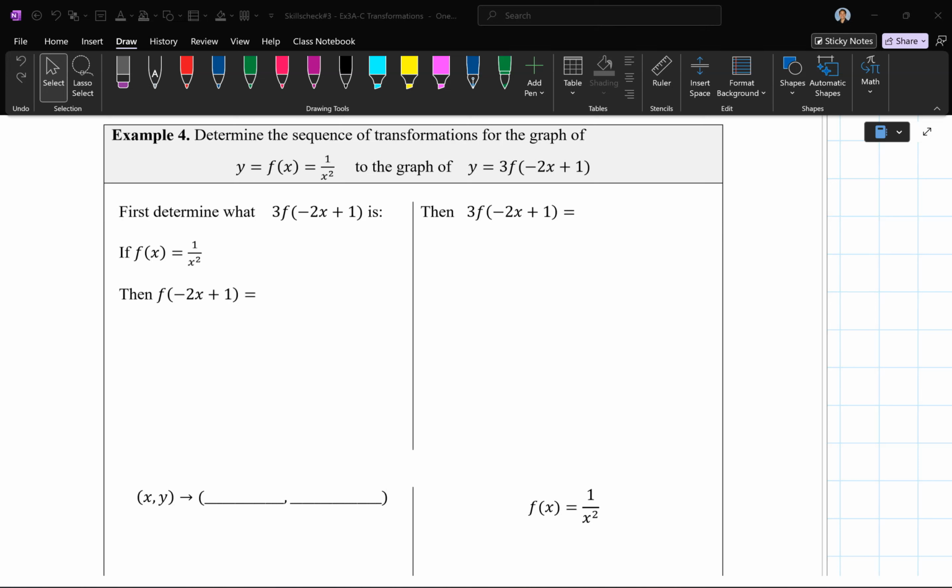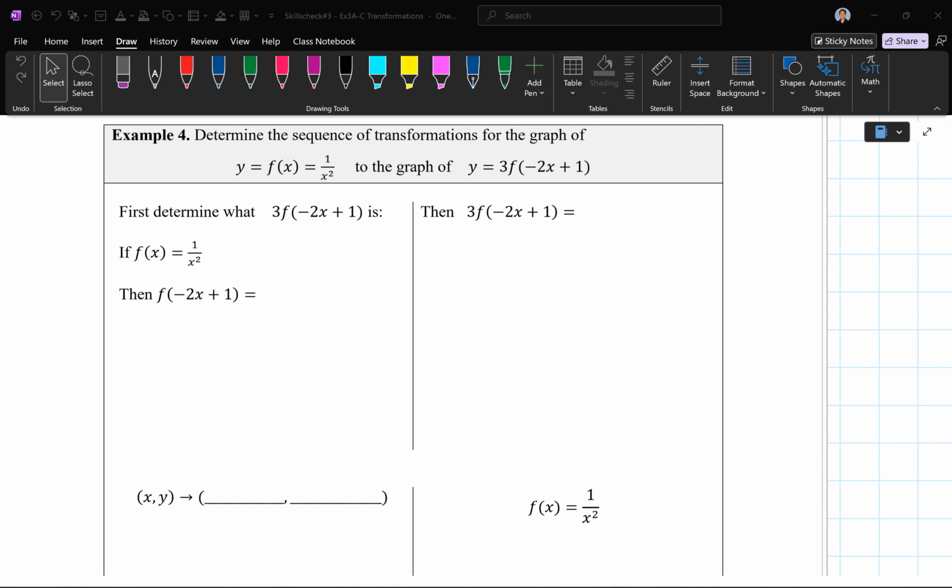All right. Exercise 3ABC was transformations. I taught you how to do mapping notation. I taught you how to work out the equation of the image. And then I also taught you how to work out the sequence of transformation. What I didn't emphasize at that point was sometimes they will do the same thing, but in function notation.